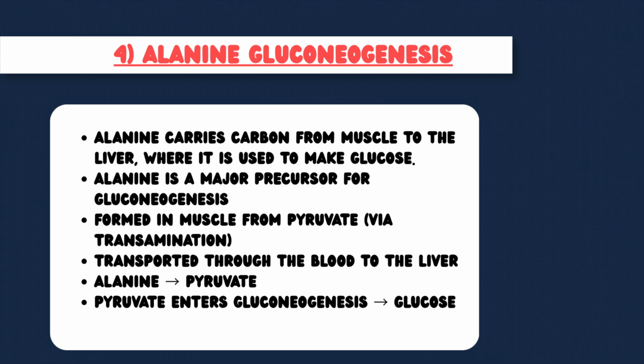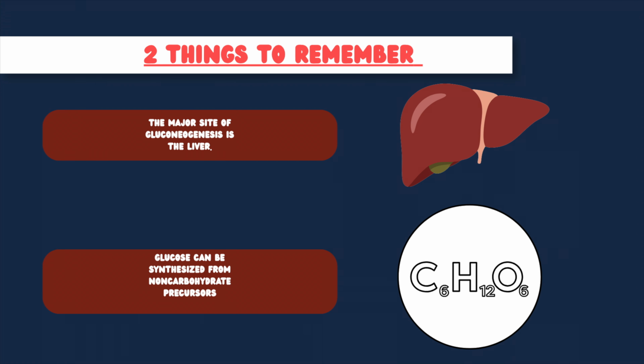The last and final substrate for gluconeogenesis is alanine. Alanine carries carbon from muscle to the liver, where it is used to make glucose. Alanine is a major precursor for gluconeogenesis. It is formed in muscle from pyruvate via transamination, transported through the blood to the liver. Alanine turns into pyruvate, and then pyruvate enters gluconeogenesis, which creates glucose. So 2 very important things to remember as this video is coming to an end. The major site of gluconeogenesis is the liver, and glucose can be synthesized from non-carbohydrate precursors.